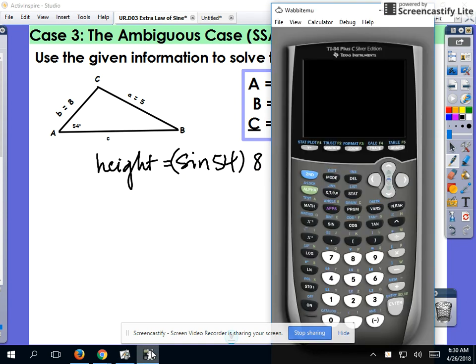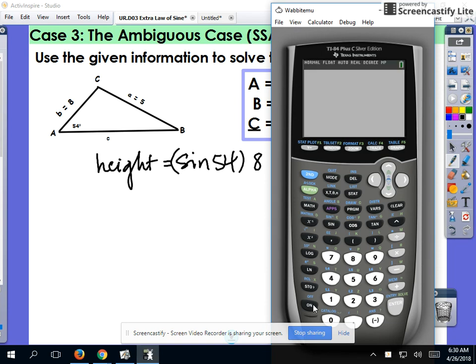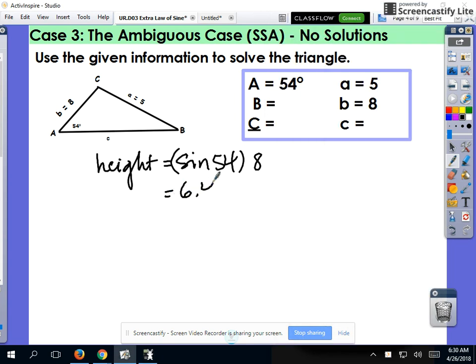Let's actually see what that would be. Turn on your calculator, make sure that you are in degrees, and you're going to put parentheses, sine of 54 times 8, which gives us 6.47, roughly speaking.